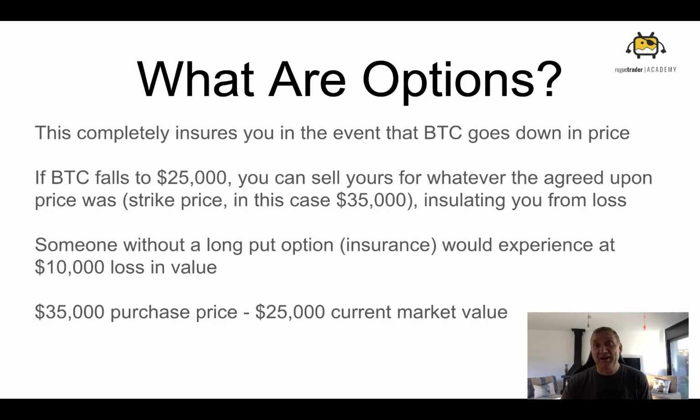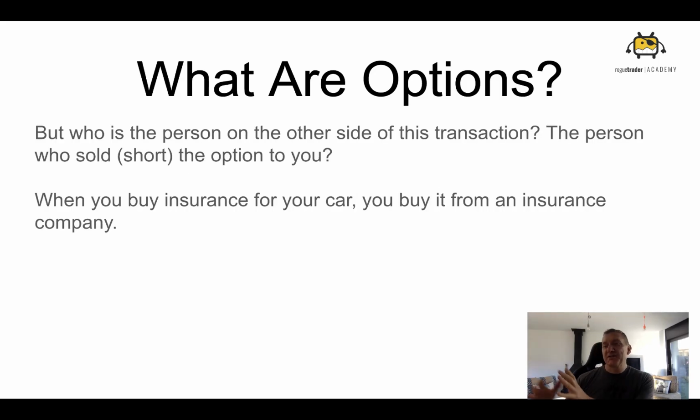That sucks, right? So I think we need to ask ourselves, who is this person on the other side of the transaction? Okay, let's say you bought this insurance. Well, who's selling you this insurance, right? Who's short that options contract? Now, when you buy insurance for your car or your home, you go down to the insurance agent or however it works in your country, and you buy insurance. But with options, there's simply another trader on the other side of that transaction. It's not an insurance company, just another trader like you or me who's selling that.